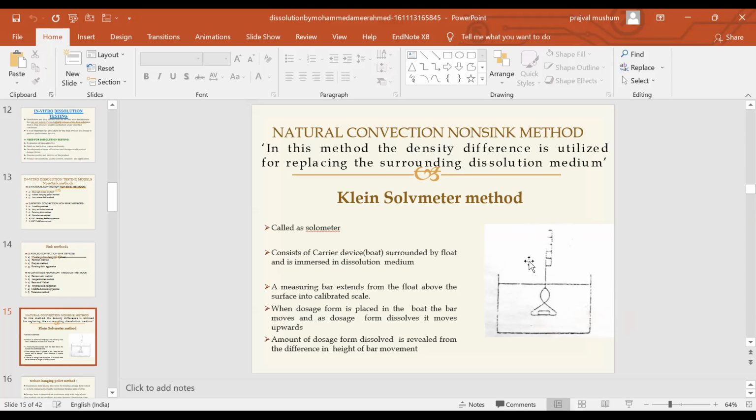This is called a solvometer. It consists of carrier device, float, measuring bar, calibrated scale, dissolution medium. The carrier device is surrounded by the float. This is immersed in a dissolution medium. The measuring bar is extended from the float. This is just above the surface into the calibrated scale. When the dosage form is placed in the boat, the scale bar is moved downwards. Next, as the dosage form dissolves, it rises gradually. So the loss in weight of the dosage form can be monitored by using this method. So we will monitor continuously by reading the scale directly.